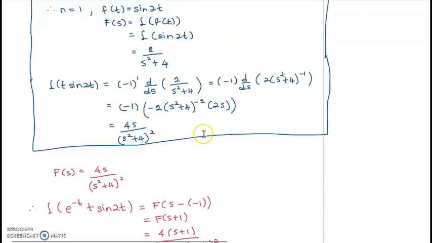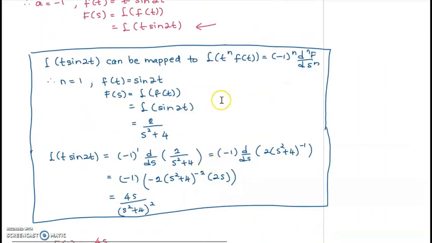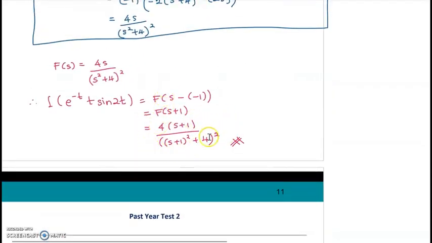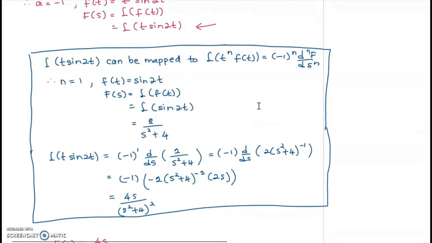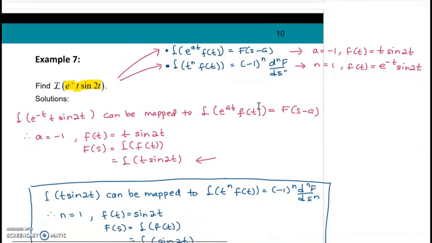You can try on your own. You can try with this one first: map to this one at the first place, and along the process apply the first shifting property. You will see that at the end the answer is supposed to be the same as here. So take some time to go through the solution again, and make sure you can understand every single bit of it. All right.